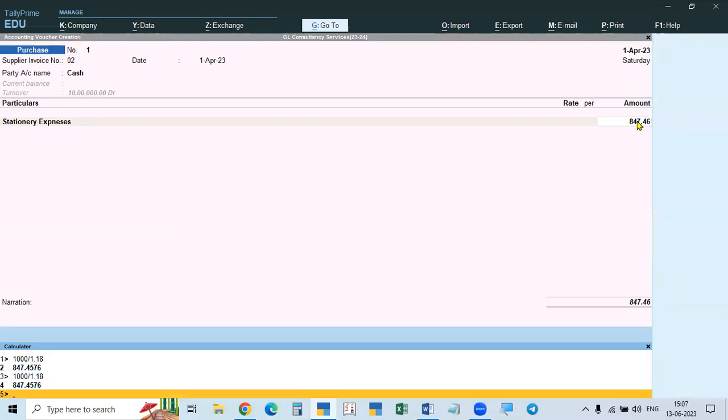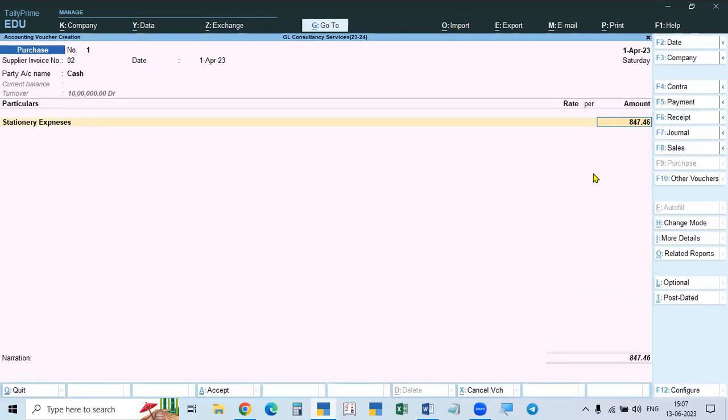The calculator will open, calculate there, and after the calculation, if you click enter, the result will be shown there, and the same result will be directly posted in the amount column. Okay, like this we have to do, and after that go to the next line, taxable next line.